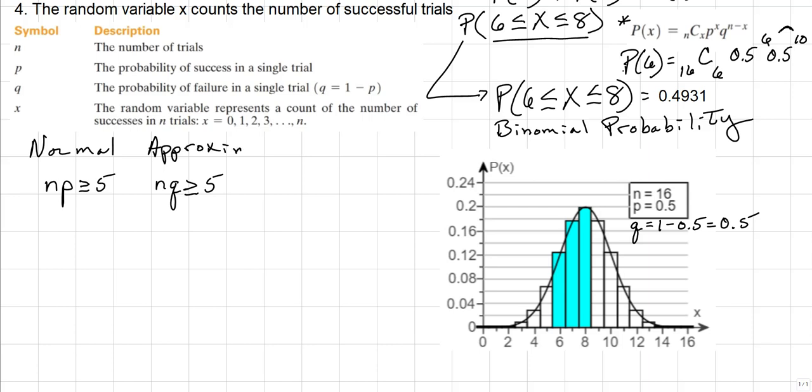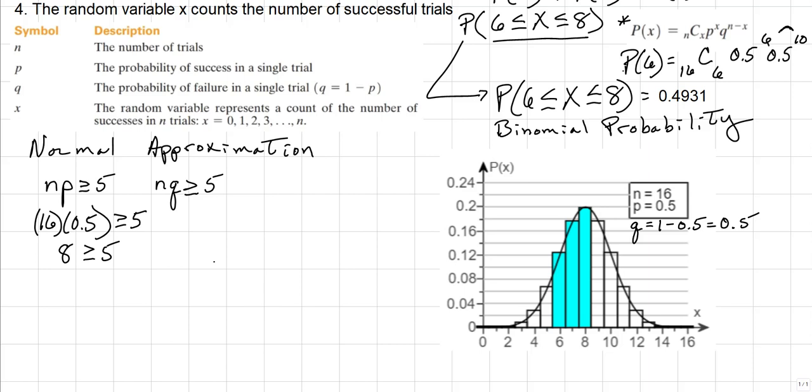So let's go ahead and do those calculations, remembering that n is 16 and p is 0.5. So I have 16 times 0.5. You calculate that, and that's going to be greater than or equal to 8, and is that greater than or equal to 5 is what I'm trying to say. And 16 times 0.5 is 8, which is in fact greater than or equal to 5.